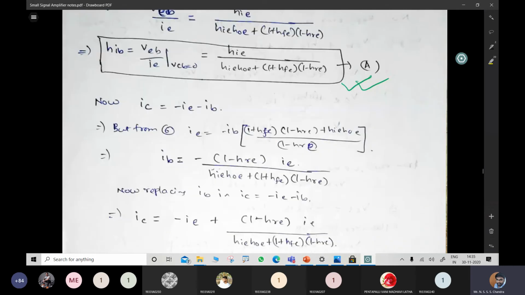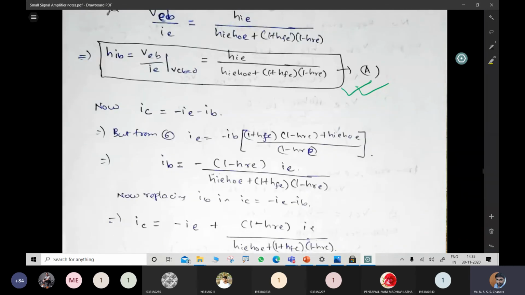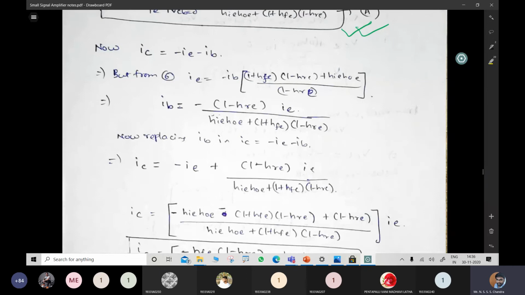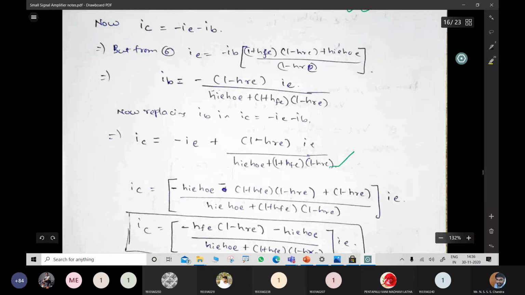So in this equation, you will be replacing IC. So IC equals minus IE plus minus IE minus IB, right? So the IB value will be replaced over here. If you replace, you'll get a lengthy expression like this. So you are finally getting an expression relating IC and IE.